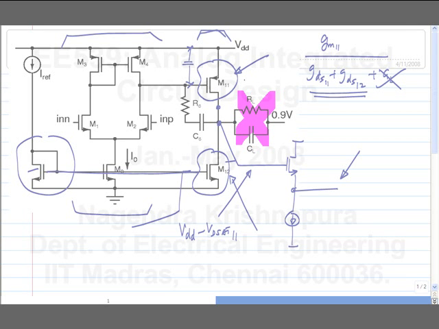So there is no reason to go to long lengths. The usual reasons to go to long transistors are flicker noise, offset, things like that, output resistance. But there is no reason to do that in the output stage of a two-stage op-amp.